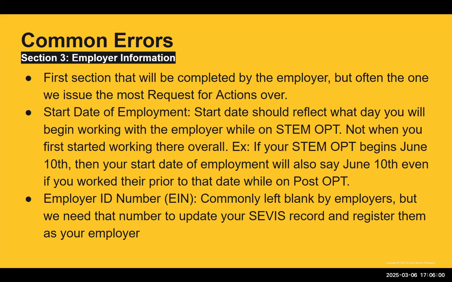So for example, if your STEM OPT begins June 10th, then your start date of employment in the document will also be listed as June 10th, even if you were working there prior to that date on post OPT. On the e-form itself, that may seem misleading, but again, this document is asking when you are first working with the company on STEM OPT. So that's why you're putting your start date of STEM OPT. In addition, employers will sometimes forget to fill out the EIN number, but we need that number in order to update your SEVIS record and register them as your employer. So it's important that you make sure that is filled out in the document correctly.